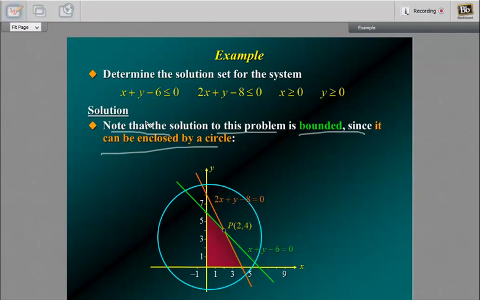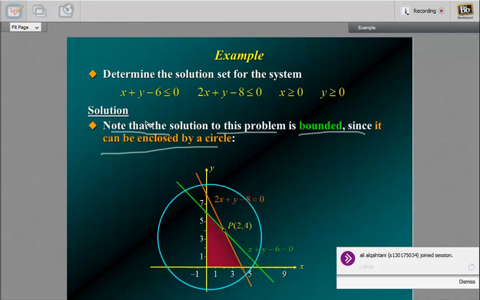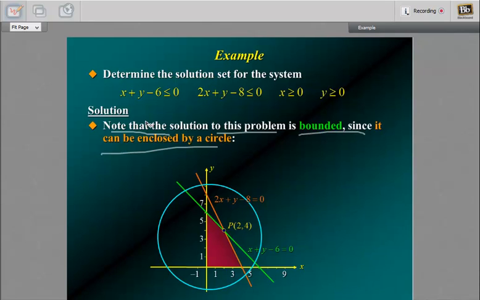So hopefully you understand what bounded and unbounded mean. Any question up to here? Can we proceed further?